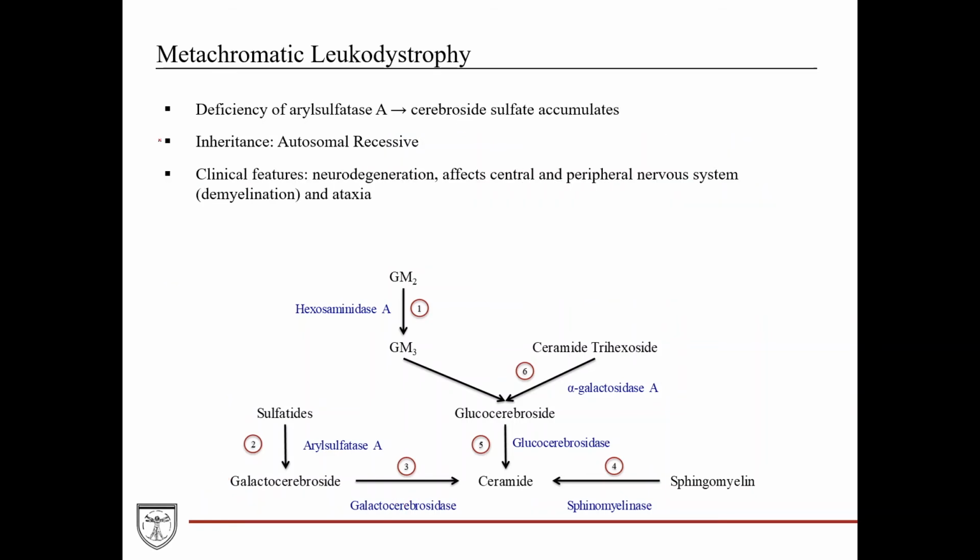So metachromatic leukodystrophy, this is a result of deficiency in arylsulfatase A, which is this enzyme found right here, which converts certain sulfatides into galactocerebroside. And this is the enzyme just proximal to galactocerebrosidase, which is the enzyme involved in Krabbe disease, which we just talked about. And so as a result of this, cerebroside sulfate accumulates. This is an autosomal recessive inheritance. And this disease particularly affects myelin formation, much like some of the other diseases as well. But this disease really affects the central and peripheral nervous system. So decreased myelin production.